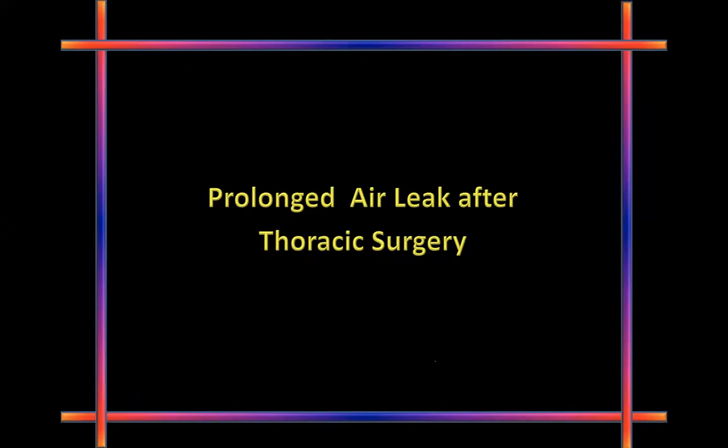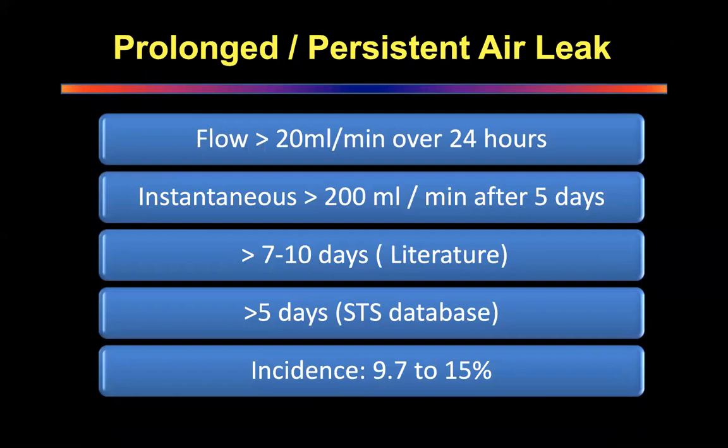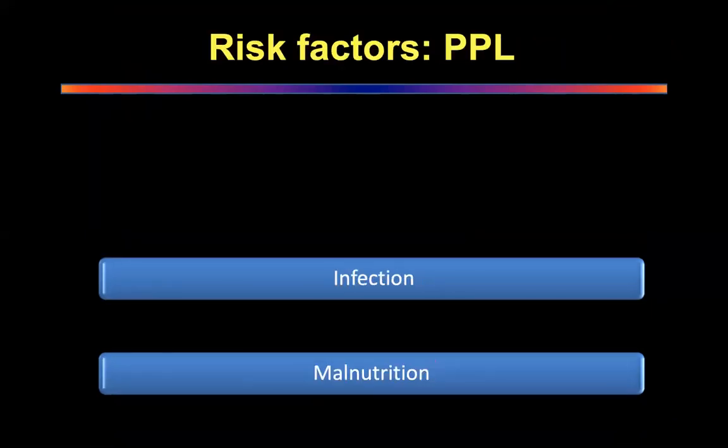So we've spoken about air leaks. We've spoken about the intraoperative strategies. We've spoken about post-operative strategies. Now let's have a look at prolonged air leak and try to understand what we do when we are dealing with somebody who's got an air leak for more than 5 days. This is the definition of prolonged air leak. Anything more than 5 days, or a large amount of fluid coming over after 5 days, is worrisome.